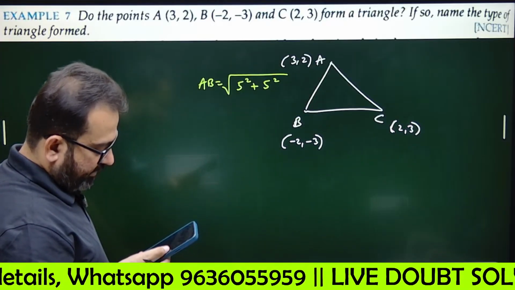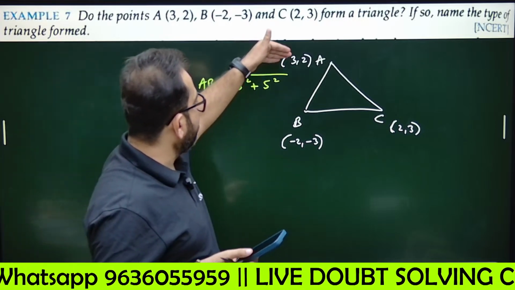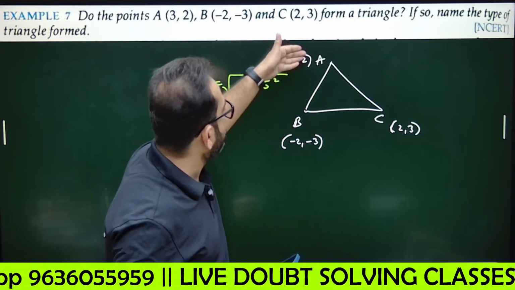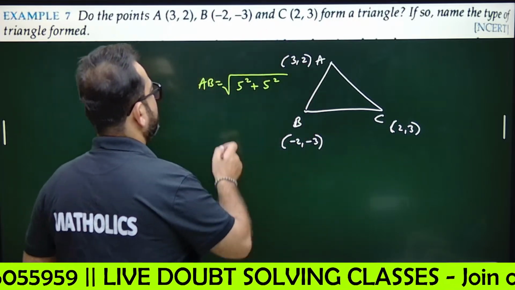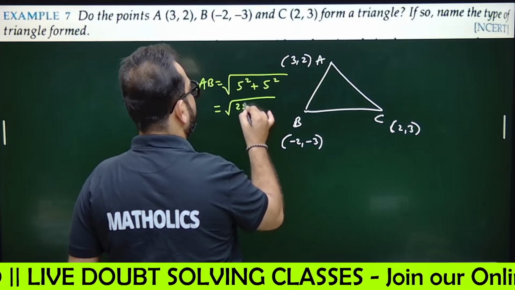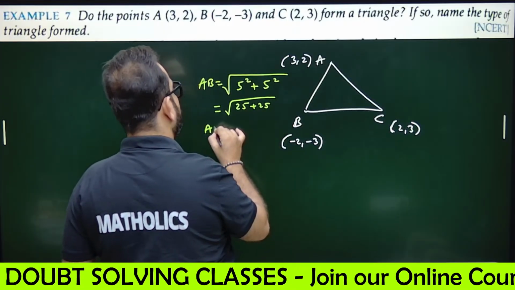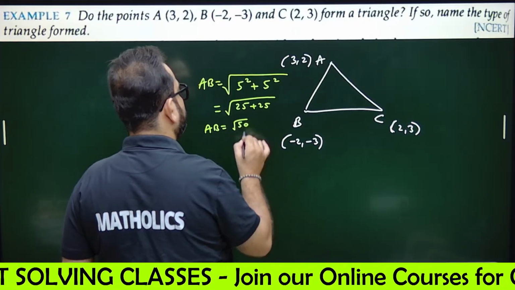Very good, Akash. 3 minus minus 2 would be 3 plus 2 square, and 2 minus minus 3 would be 2 plus 3 square. So it will be under root of 25 plus 25. That means AB equal to under root of 50.